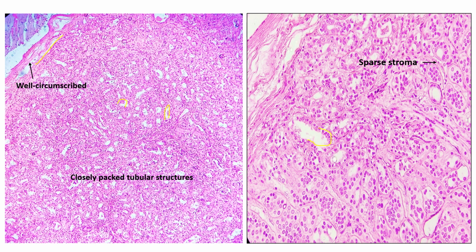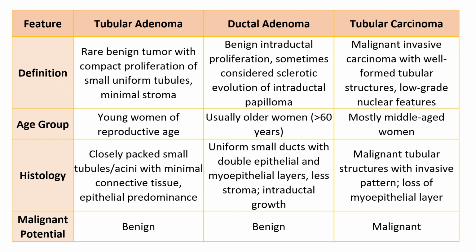As I told you already, presence of myoepithelial cells is the classical feature of any benign lesion, and in between the tubules there is a sparse stroma. This differentiates it from fibroadenoma. In fibroadenoma you will see plenty of cellular stroma, but in tubular adenoma we will see only sparse stroma. And tubular carcinoma is another condition, an invasive carcinoma, which will be very similar to tubular adenoma, but in that you will not have any myoepithelial cell layer, and the nuclei will show atypical features. So these are the differentiating features between tubular adenoma, ductal adenoma, and tubular carcinoma.